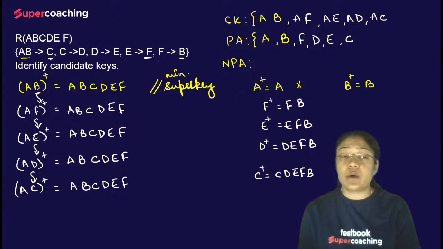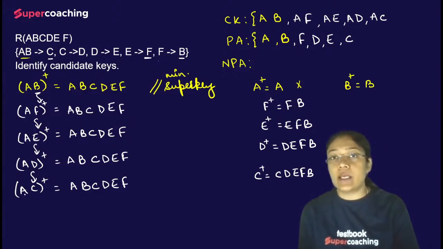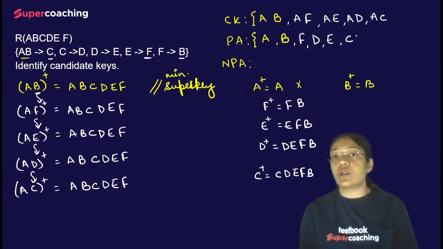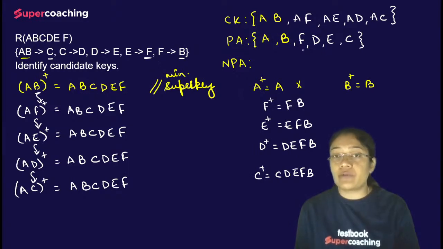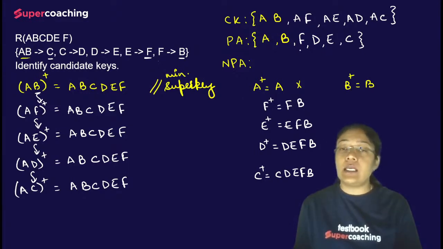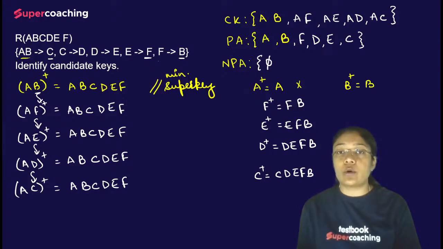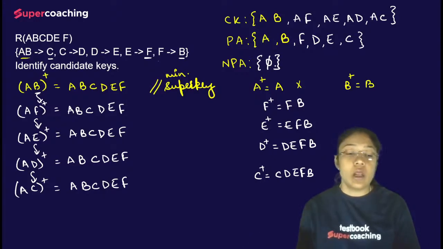Now C is present on the right hand side of AB. We have already explored it. That means there are no other options. So in this case, 5 candidate keys are possible, and all the attributes of the relation, that is A, B, C, D, E, F, are prime attributes. So again, in this case, we are not getting any non-prime attribute. So this set is equal to 5. Make sense?